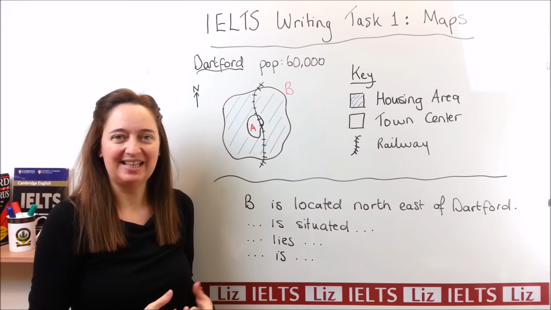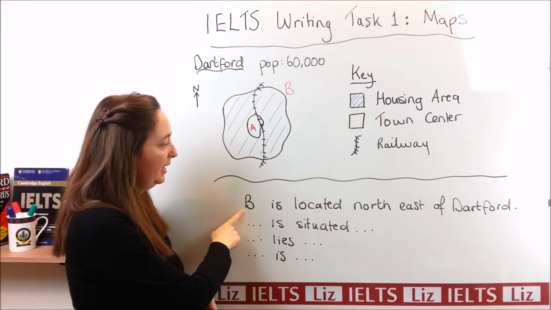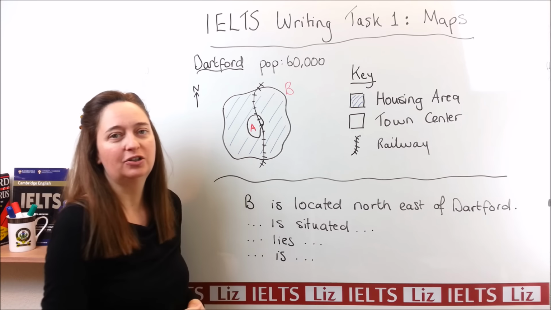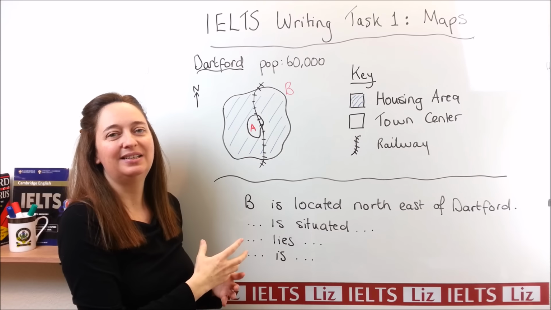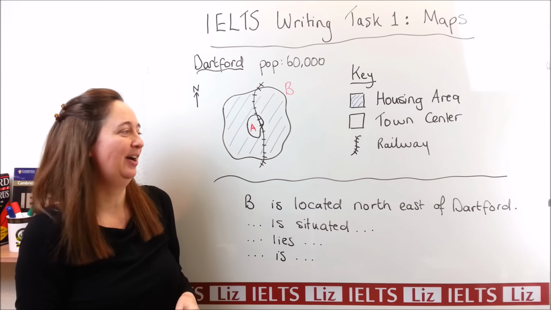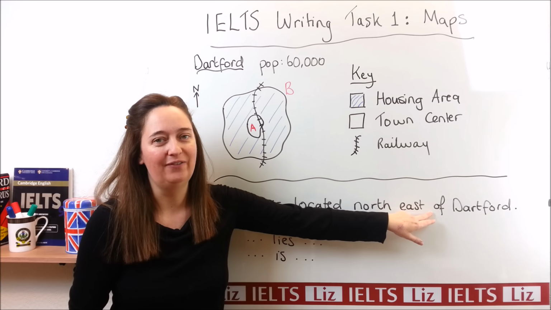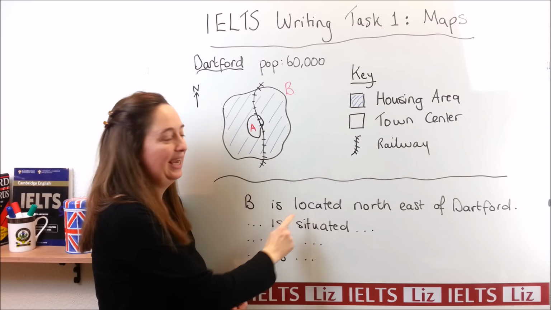And here we have a sentence to describe the location of B. B is located northeast of Dartford. And you can see on the map that B is located outside the town. So it's located northeast of Dartford. So here you can see we've got is located.